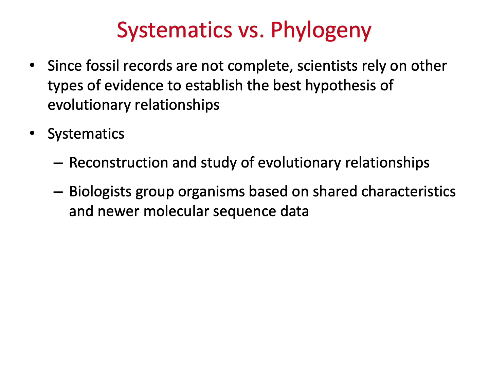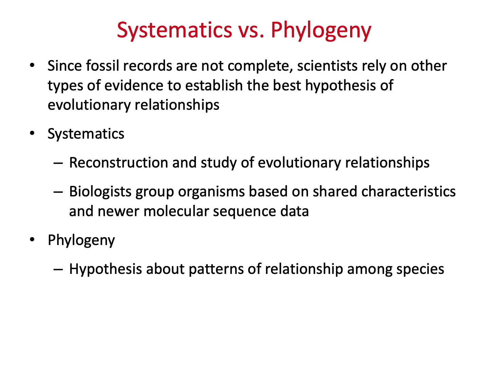When you reconstruct evolutionary relationships using evidence, this is called systematics. We use systematics to analyze similarities and differences of species, and using that we can construct an evolutionary tree, or phylogeny. A phylogeny is a hypothesis about the patterns of relationship among species. It represents the evolutionary relationships among the species that you are interested in. Therefore, now you know the difference between systematics and phylogeny.